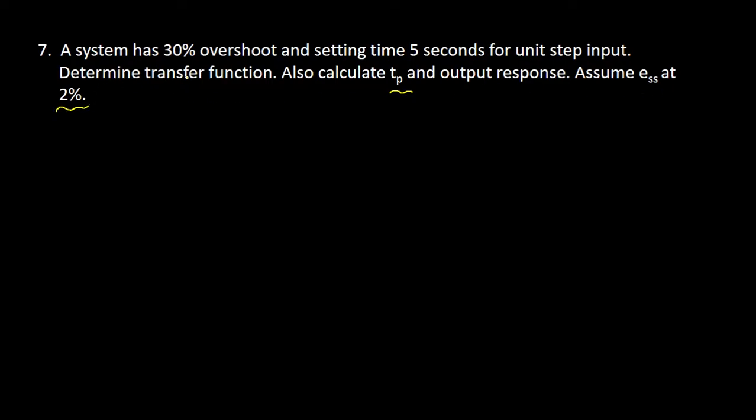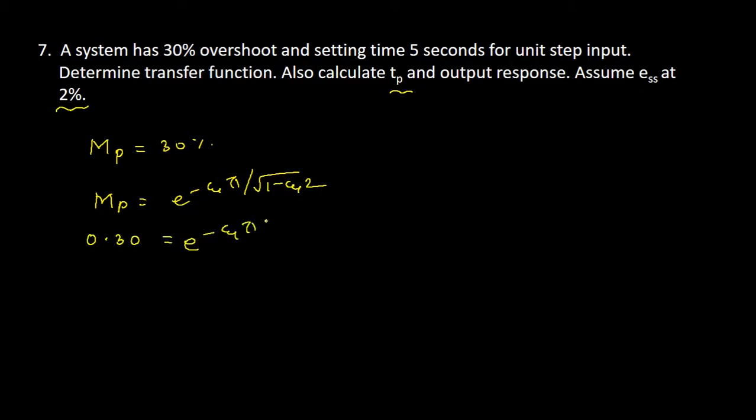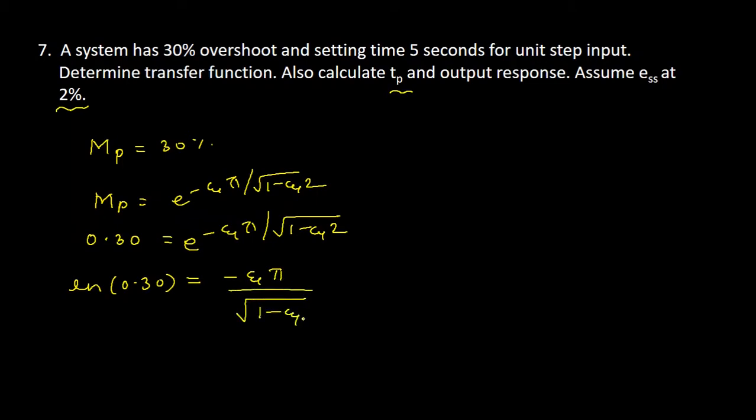It is given in the question that the overshoot is 30%. That means the peak overshoot or maximum overshoot Mp is 30%. We know that the formula of Mp is e to the power minus zeta pi divided by under root 1 minus zeta square. Now we put the value of Mp equal to 0.30, which is equal to e to the power minus zeta pi divided by under root 1 minus zeta square. Now we apply natural log to both sides, then we'll get log 0.30 is equal to minus zeta pi divided by under root 1 minus zeta square.